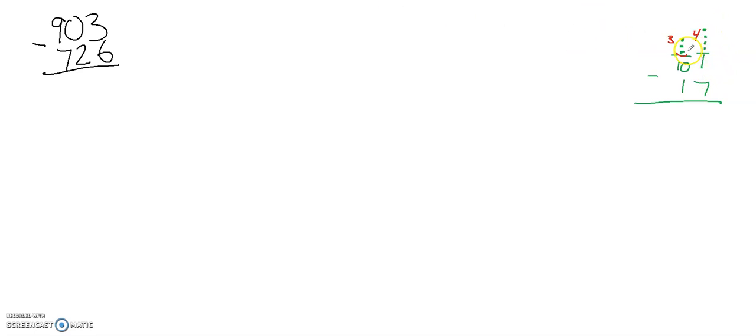Well, we're going to go ahead and borrow one of the 10s. That becomes a 2. And what do we do with the 10s? We stack them up here. Let's do that again. We stack them up here. 1, 2, 3, 4, 5, 6, 7, 8, 9, 10.